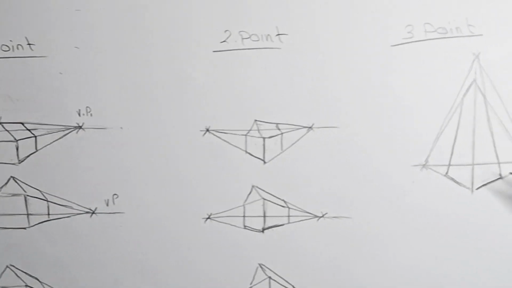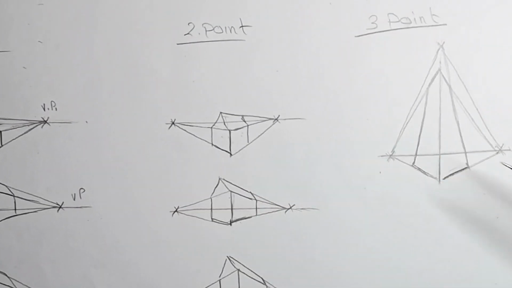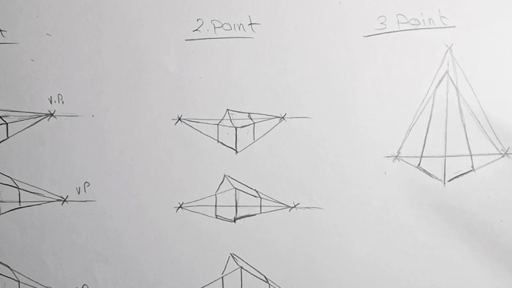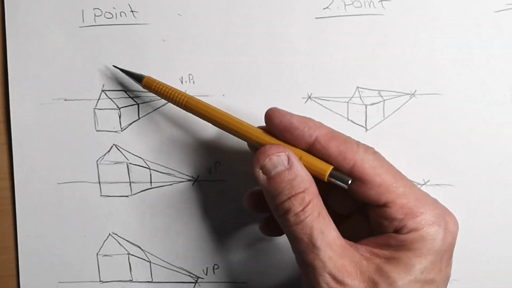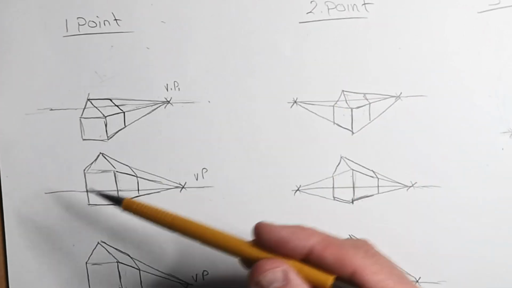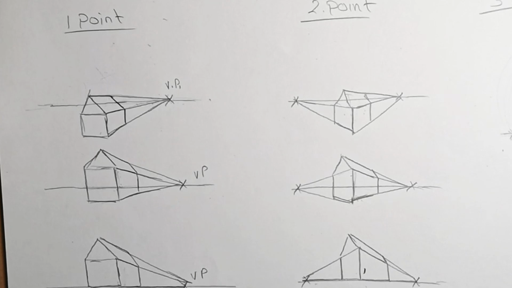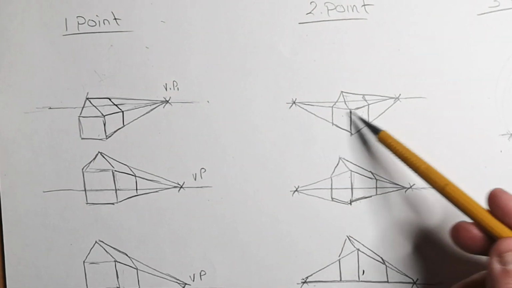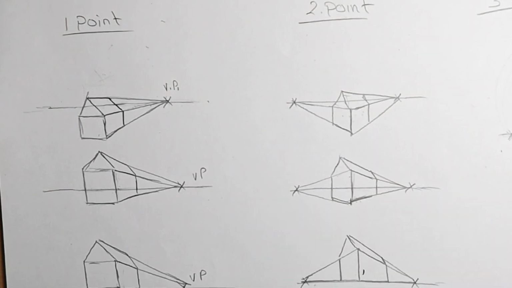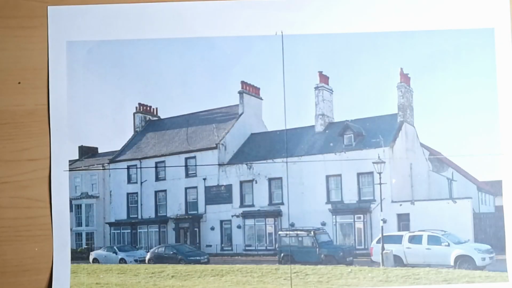So that is 3 types of perspective. I don't use this one much at all, but 1-point, 2-point I use all the time. And as you can see, it's quite a simple concept. But let's have a look at it in more of a real world situation with a real building. So we have a building here.